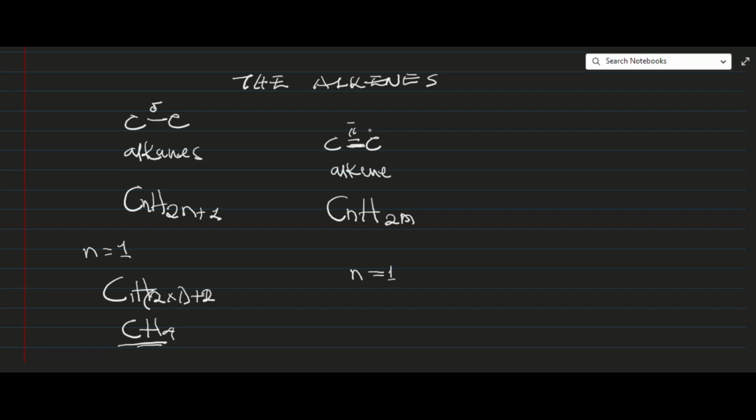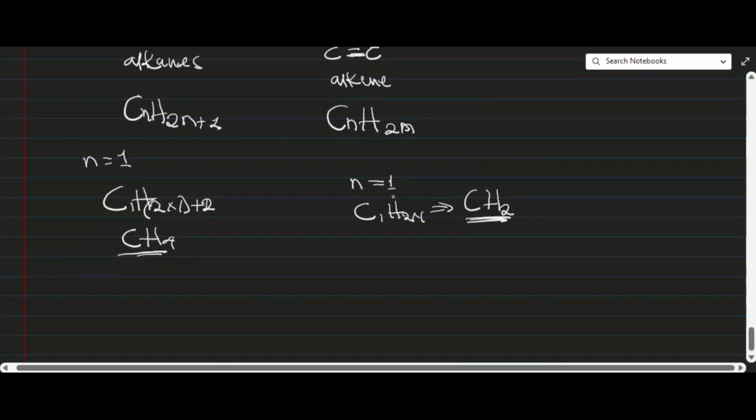Now for alkenes, can we have n equals 1? If you try that, we get C1H2 times 1, which means CH2. There is no CH2, because the smallest member of the alkene family has to contain 2 carbon atoms. The signature of an alkene is the carbon to carbon double bond, so when we have only 1 carbon atom, there is no double bond. So the smallest member of the alkene family will have n equals 2.